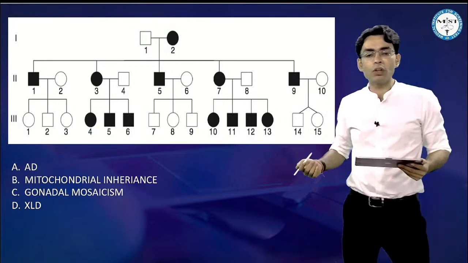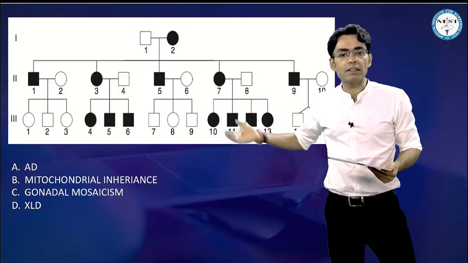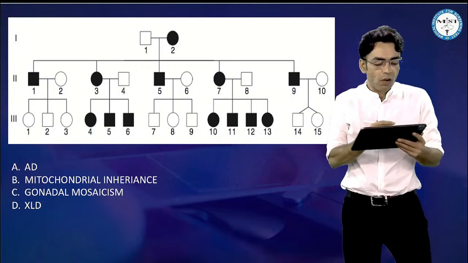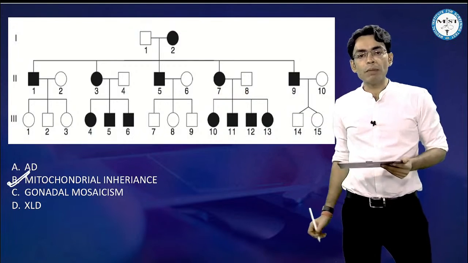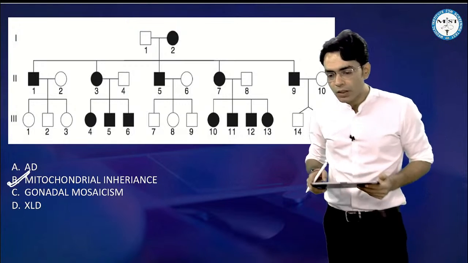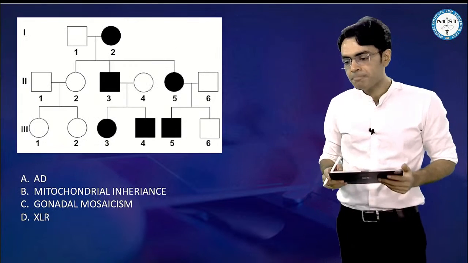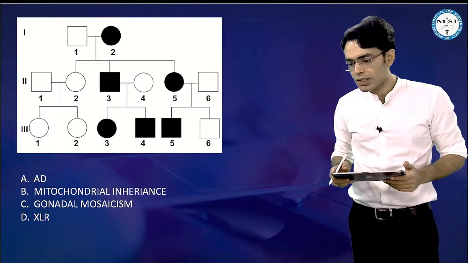And in non-Mendelian also, everywhere the parent is affected, so it cannot be gonadal mosaicism. What are we left with? We are left with mitochondrial inheritance. Okay.